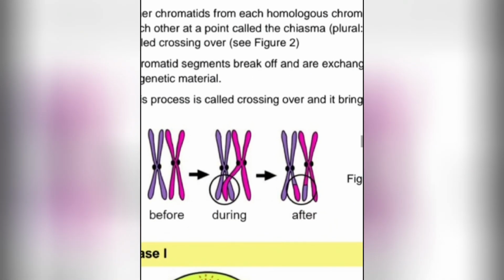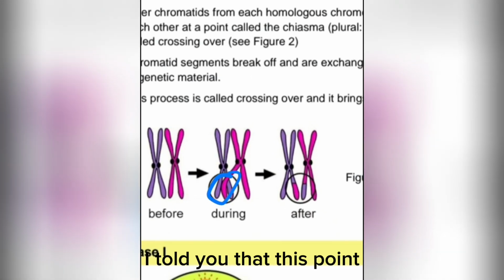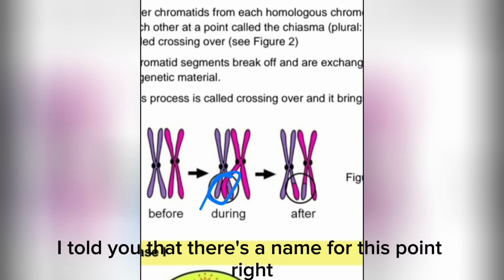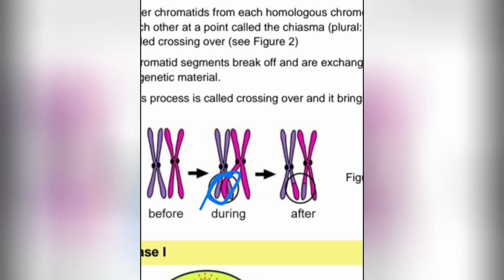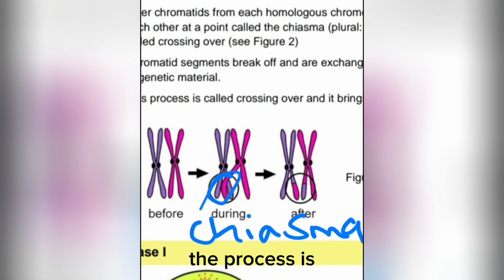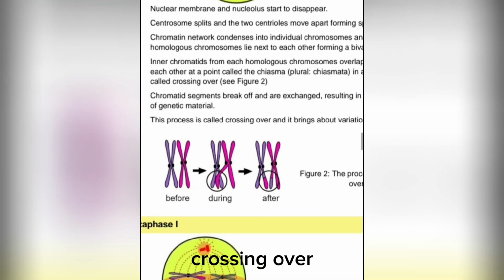Now guys, I told you that there's a name for this point, right? So what is it? If you said chiasma, it's right. And what's the process? The process is crossing over.